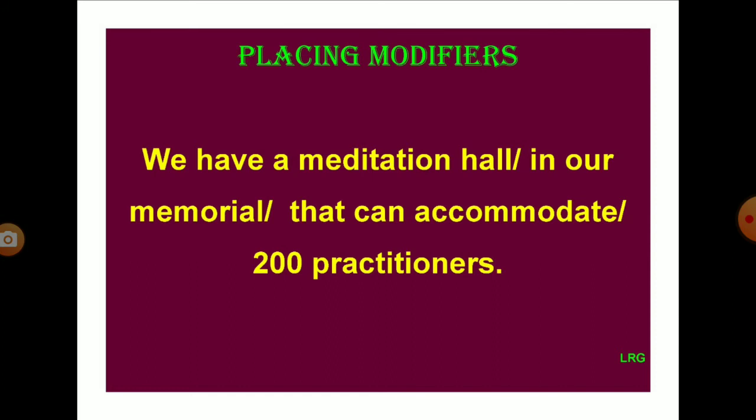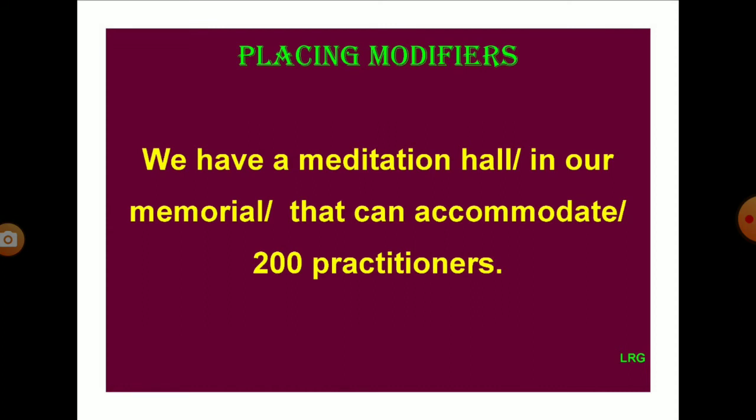So, how do you restructure the sentence to rectify this error? In our memorial, we have a meditation hall that can accommodate 200 practitioners. Now you have eliminated that ambiguity by placing the modifier correctly after the antecedent, meditation hall. Let me repeat the sentence. In our memorial, we have a meditation hall that can accommodate 200 practitioners. So be careful about the placing of modifiers immediately after their antecedents.